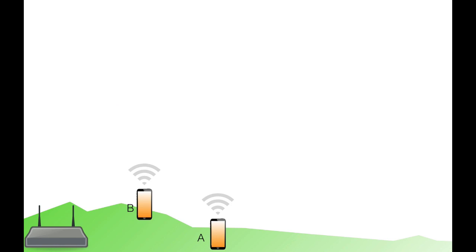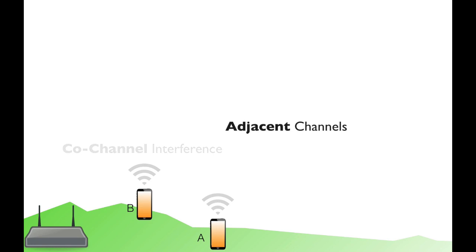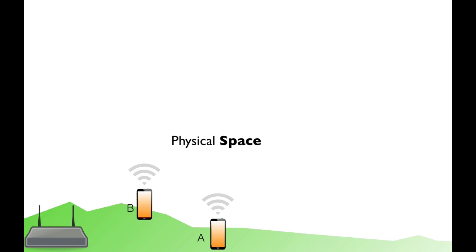Your Wi-Fi throughput can vary for different reasons. Noise, misconfiguration of the access point, co-channel interference, adjacent channels, and so on. But one of the main reasons is obstacles in your physical space. Obstacles that will make your RF signal reflect and propagate to different directions.